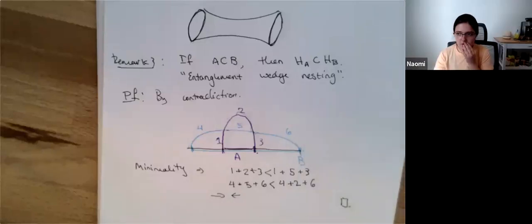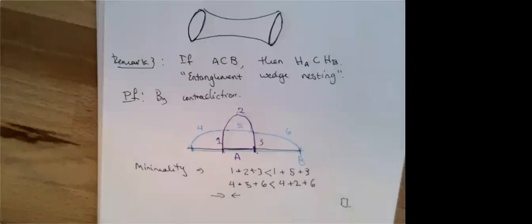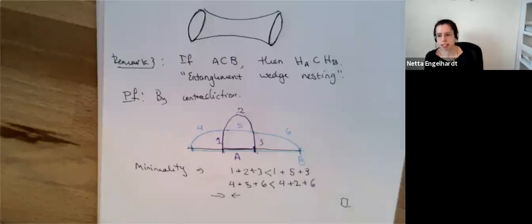So the conclusion of this exercise is that 2 can be either less than 5 or 5 can be less than 2, right? Exactly. Yeah.